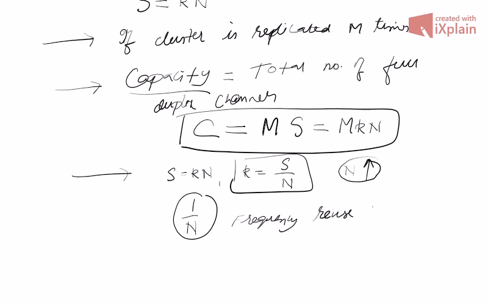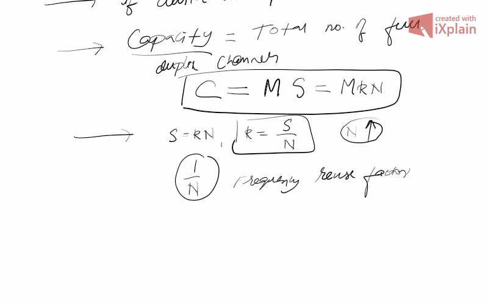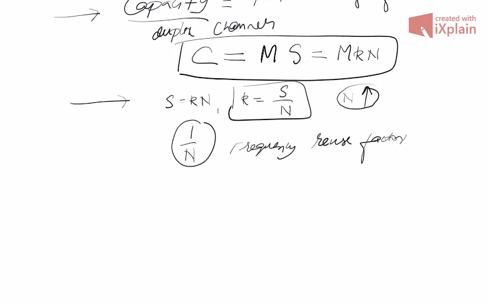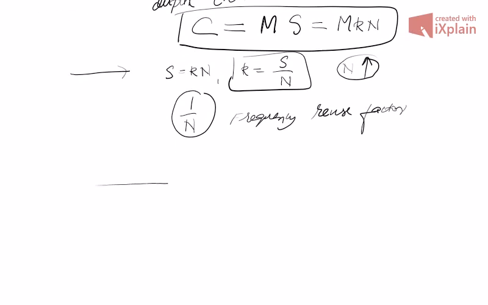Frequency reuse factor. So we would like this frequency reuse factor to be as large as possible because we want to save spectrum, which means n should be as small as possible, right? So from a design point of view, we would like to have the smallest n possible.